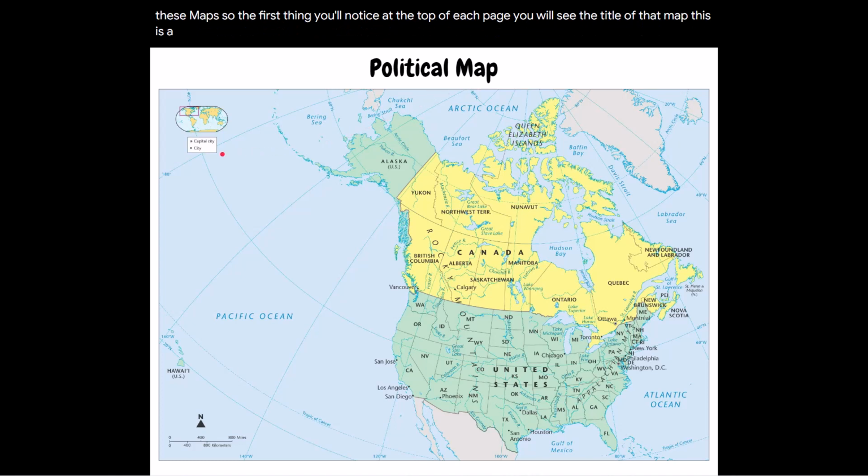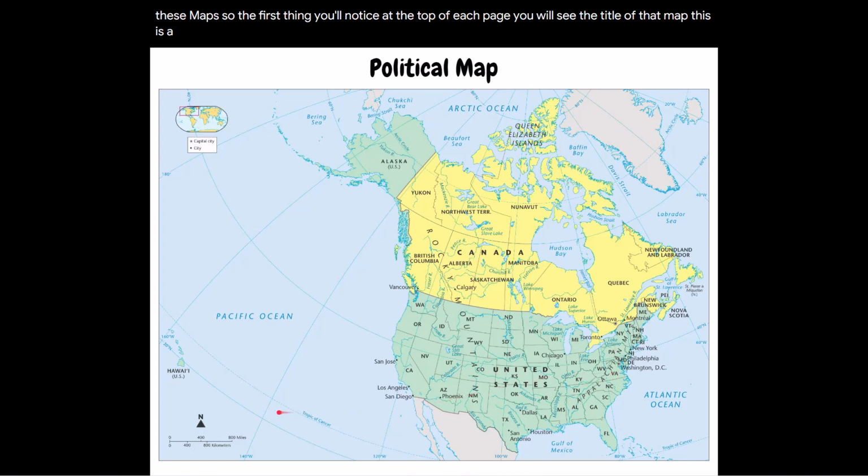And if you look at the top left of this map, you will see the key on how to read it. So a plain dot with a name is just a city. For example, we have San Jose. And then we have a dot with a circle around it. That would be, actually, it's not a dot, it's a star. That will be the capital. So here on the map, we see two capitals, Ottawa and Washington, D.C.